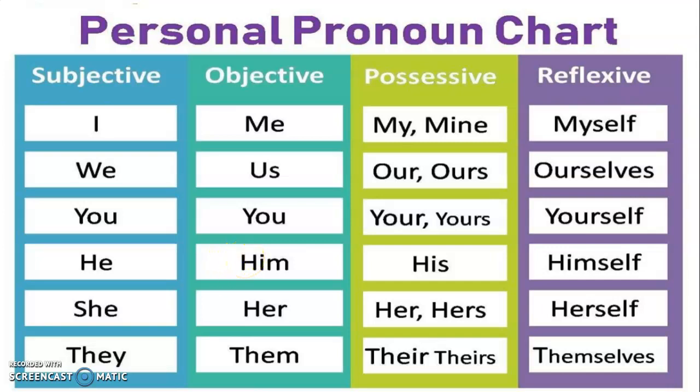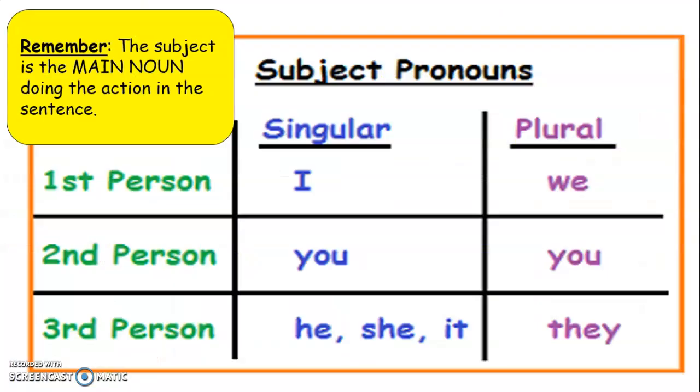For the purposes of today's lecture, we're going to look at subject pronouns and see how these work in a sentence. The subject is the main noun doing the action in a sentence. So subject pronouns essentially replace subject nouns. Subject nouns, in other words, are the words that are doing the action or doing the verb.